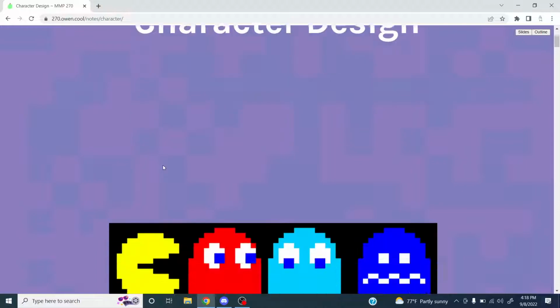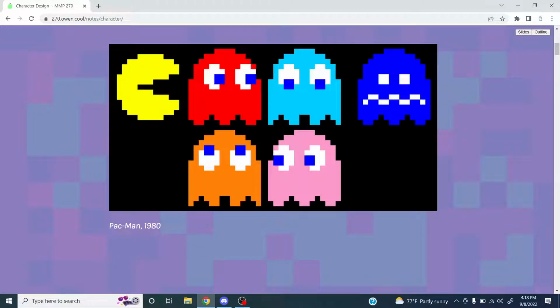Okay. So here's some really simple characters. These are obviously, I'm sure you're all familiar with these characters from Pac-Man from 1980. And these are good examples of character designs.